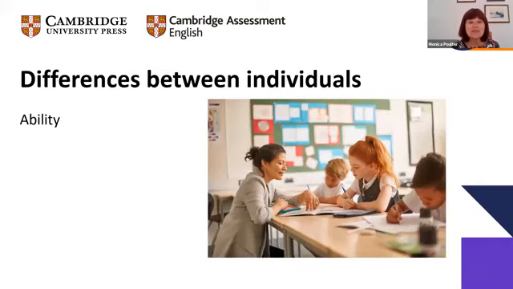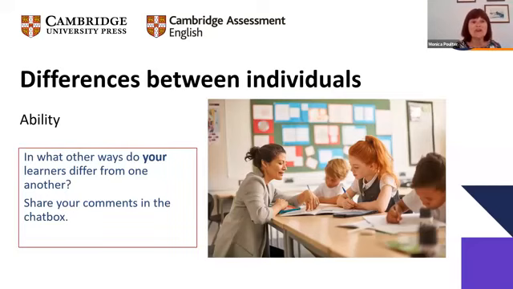So, differences between individuals. We've already talked about differences in ability, and there are lots of other differences. I wonder if you would like to just take a moment to think about the differences in your learners. What differences are there in the learners that you teach? Think about learners that you're teaching now, and learners you've had in the past. Think about ways in which they differ, and can you share your comments in the chat box, please?